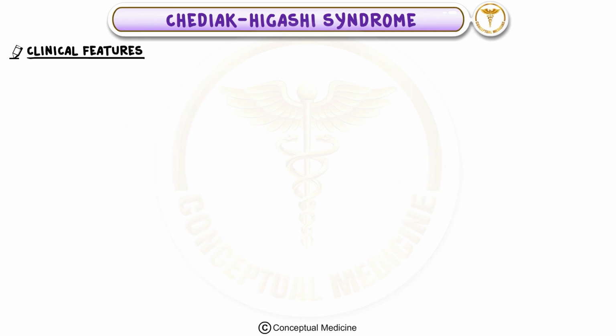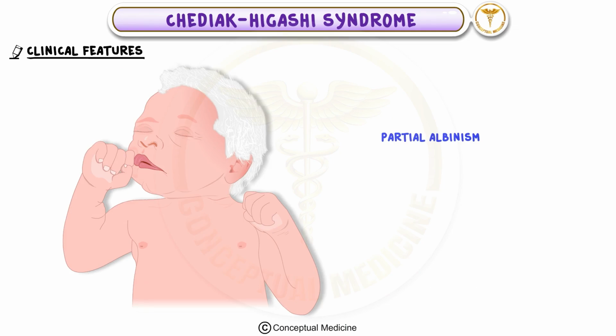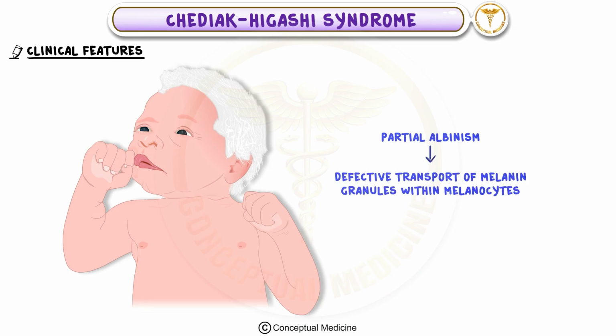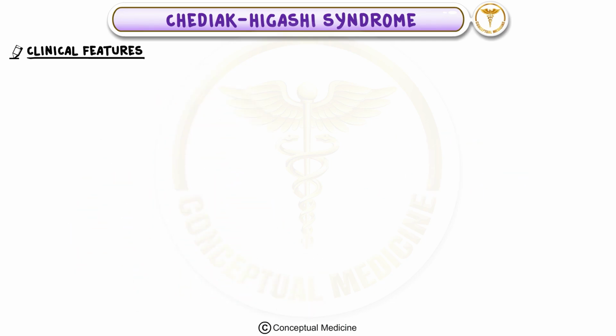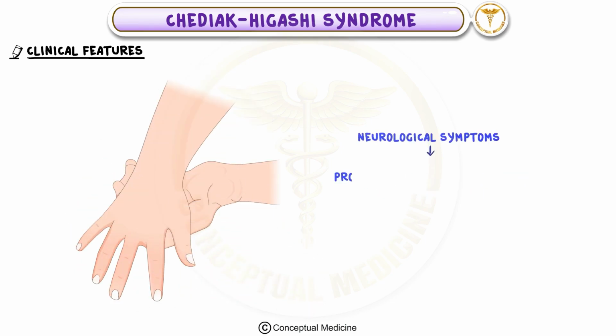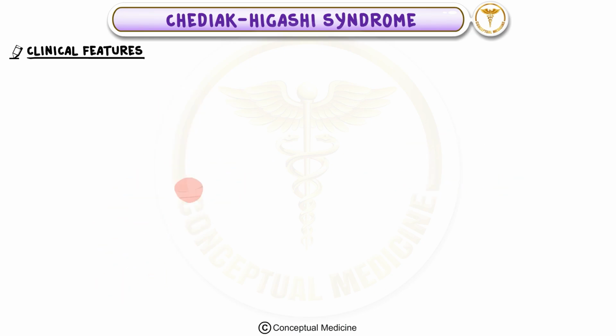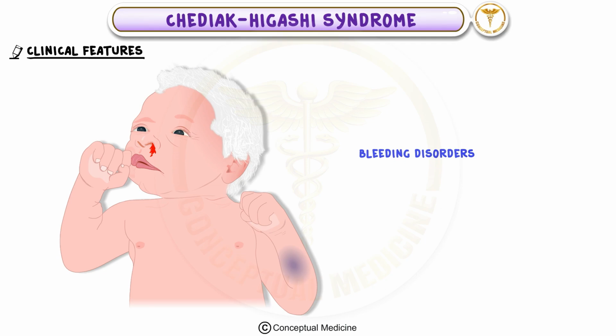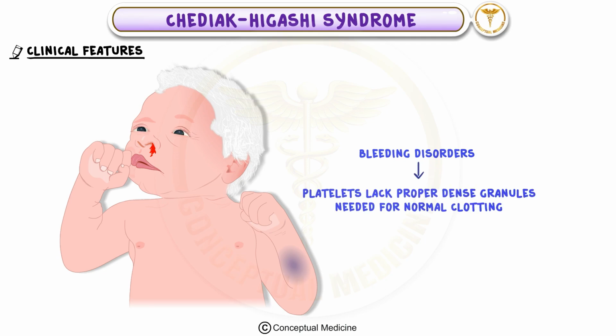Affected individuals also exhibit partial albinism, which is due to the defective transport of melanin granules within melanocytes. Another critical feature is neurological symptoms, including progressive neurodegeneration and peripheral neuropathy. These patients also experience bleeding disorders, as the platelets lack proper dense granules needed for normal clotting.